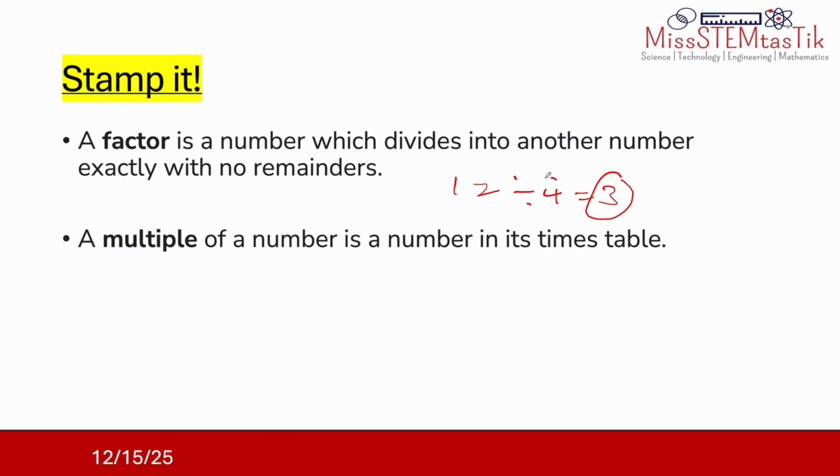A multiple of a number is a number in its timetable. So pretty much every single number has multiples. So let's take the 3 times table for example. 3, 6, 9, 12, 15, 18, and so forth. So 1 times 3 is 3, 2 times 3 is 6, 3 times 3 is 9, 4 times 3 is 12. All of these numbers are multiples of 3. So every single number has multiples because you can multiply it by 1, 2, and so forth.